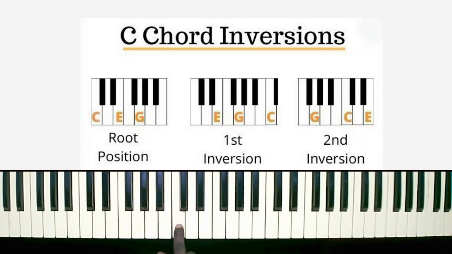So you have C as the first note. Then the third note is E, and then G is the fifth note. So 1, 3, 5. In this form, we call it root position. Now, we can decide to move our finger 1 on this C to the higher C. So we've changed the position, and we still have our C, E, G.